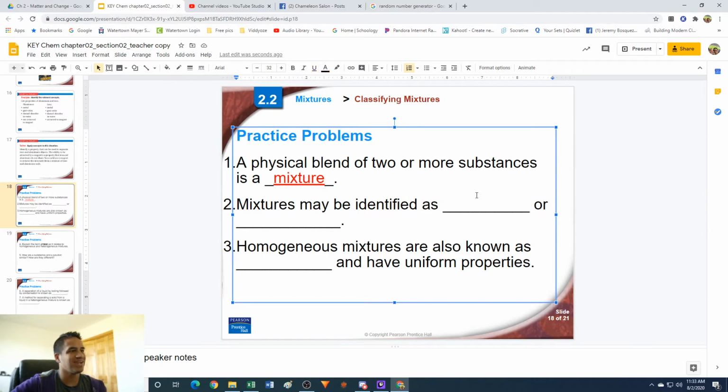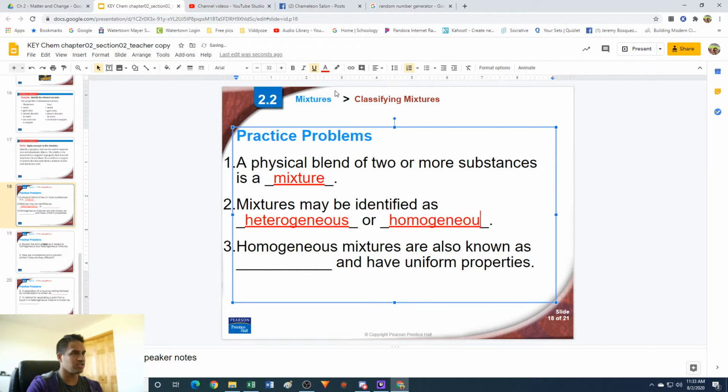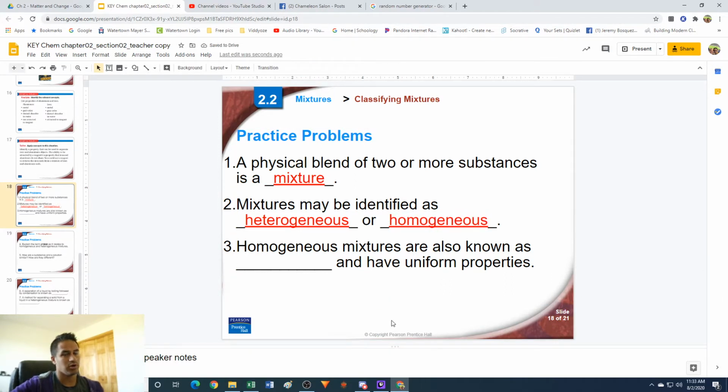Number 2, mixtures may be identified as blank or blank. Again, this is directly from the notes, but there are two ways that we identify mixtures. They are either heterogeneous or they are homogeneous. And if you don't remember what each one means, the best way to remember it is hetero and homo, what those two things mean, right? Like heterosexual, homosexual. Hetero means different or multiple or opposite, and homo means the same. So mixtures that are heterogeneous have different parts in them or opposite parts, things like that. And homogeneous mixtures have things that all look the same. Okay? Easiest way to remember it.